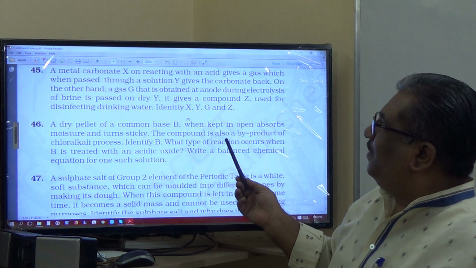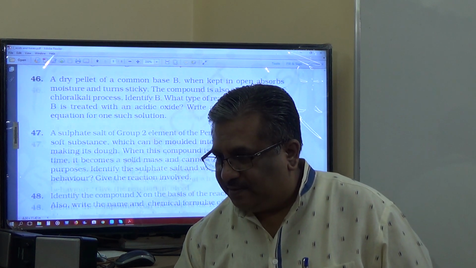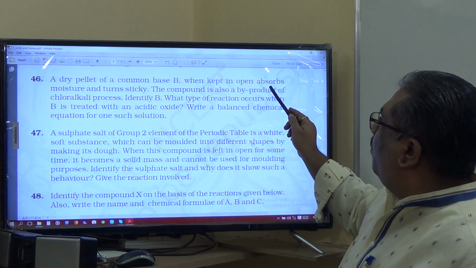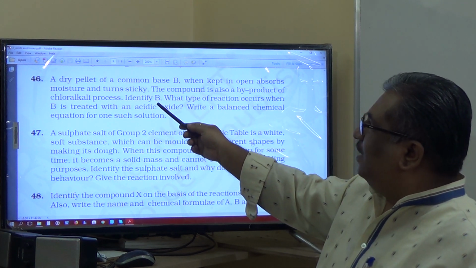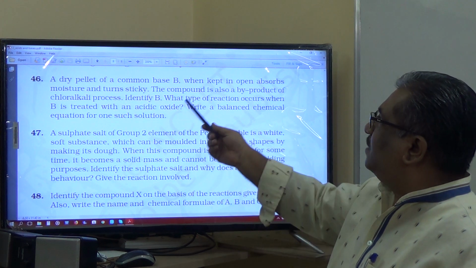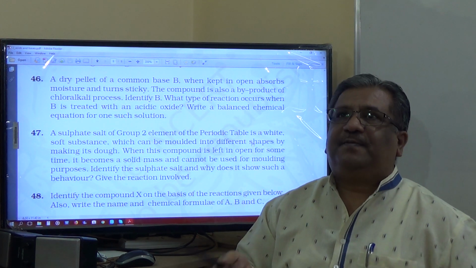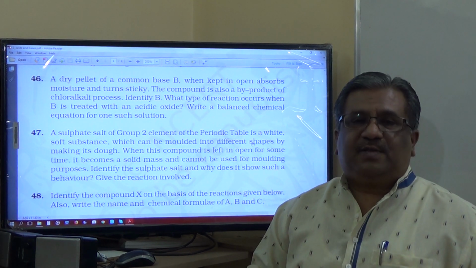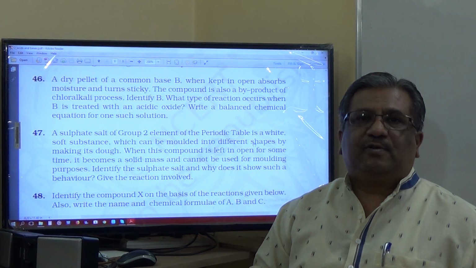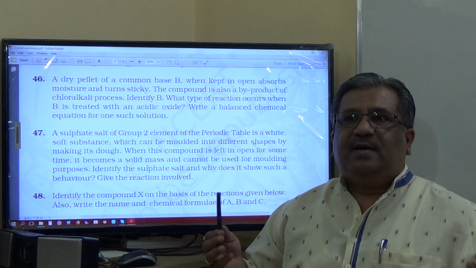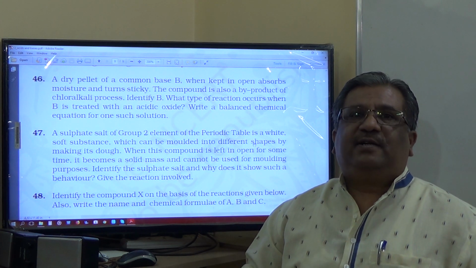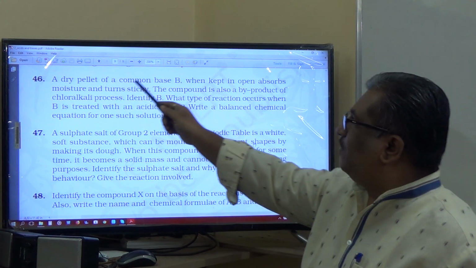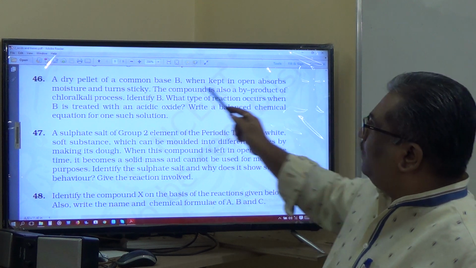Chemical reactions you do yourself. Next, a dry pellet of common base when kept in open absorbs moisture and turns sticky. This property of absorbing moisture and turning sticky is called hygroscopic. What is hygroscopic? Some salts absorb moisture and turn into a sticky mass. You got it? Those are called hygroscopic.